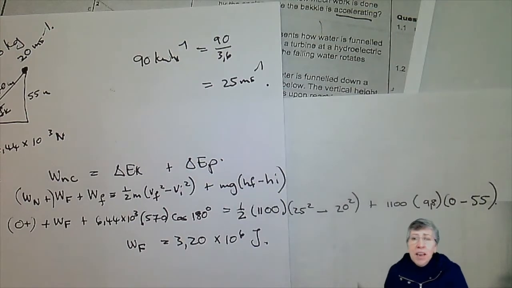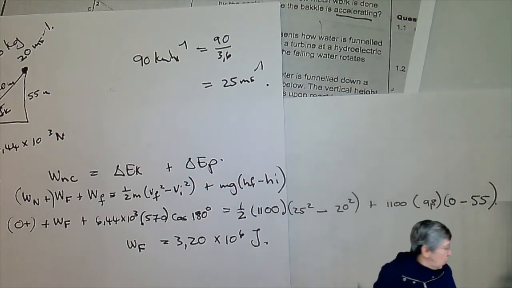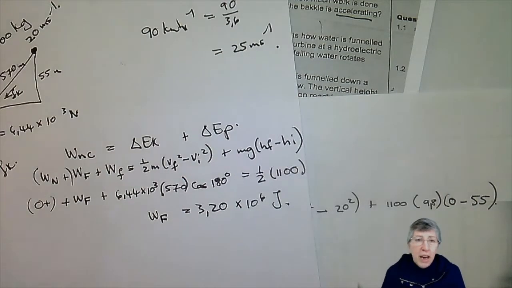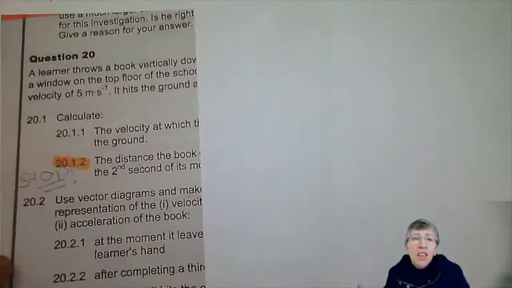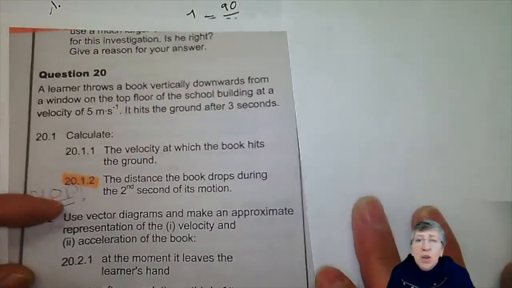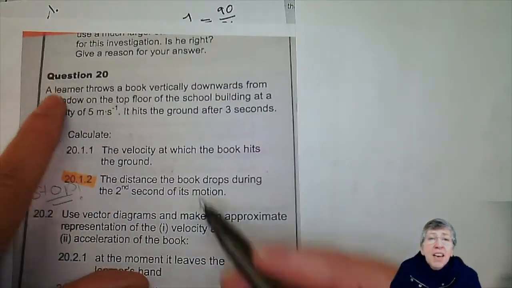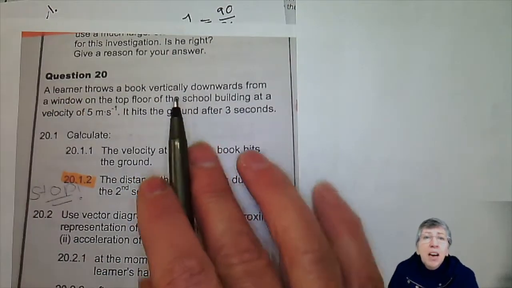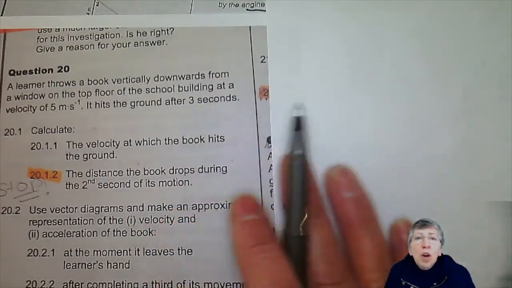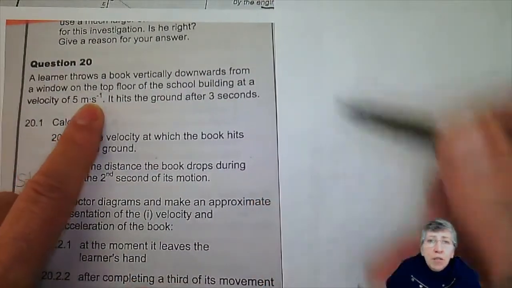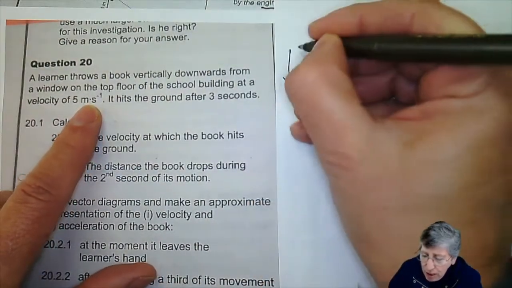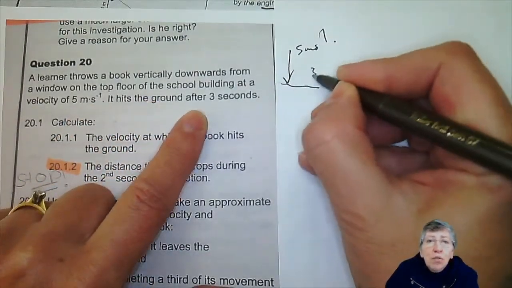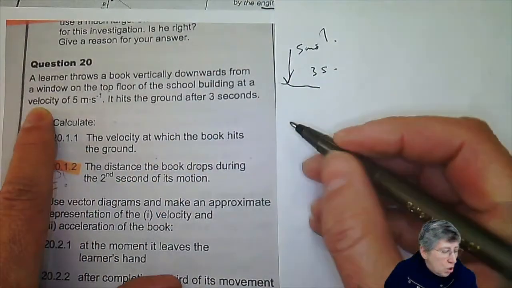Right, guys, next up, I just want to look quickly at one question that was sent that is actually not a question on work, energy, and power. There's just one question, and I don't want to look at everything. It's actually a question with projectile motion, and I just want to look at one thing. They say a learner throws a book vertically downwards from a window on the top floor of a school building at a velocity of 5. So it's throwing it down at 5 meters per second, and it hits the ground after 3 seconds.